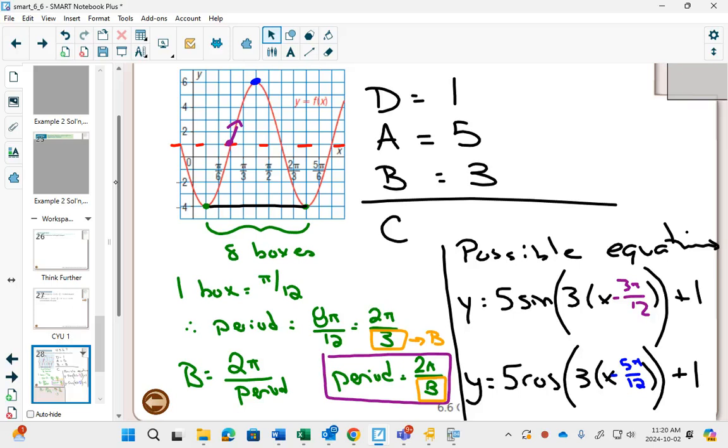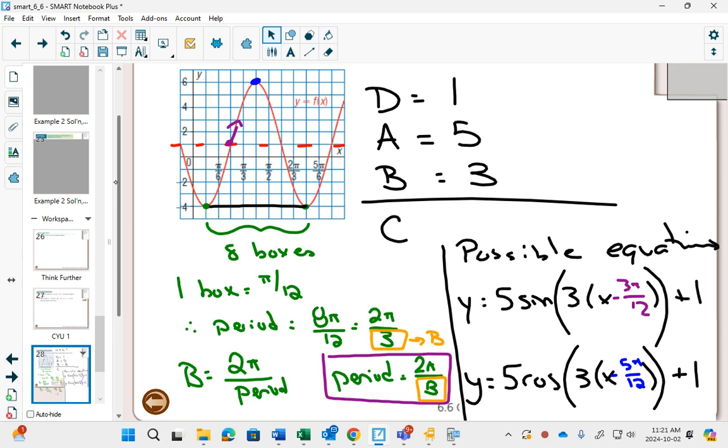I could have done a cos graph. On a cos graph, it normally starts at a maximum. I looked, and my maximum was shifted 5 boxes to the right. So to do a translation of 5 boxes to the right, I need a minus 5 pi over 12. We could write a negative cos graph if we wanted to start at the minimum. We could write a negative sine graph if we wanted to start in the middle going down. There is an infinite amount of possible equations that would be right, just depending on which starting point you choose.